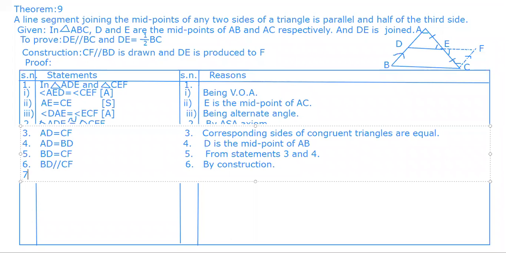Now, since BD and CF are parallel and equal, we can write DF and BC are also parallel and equal. DF and BC are equal and parallel. The reason is, if two lines join parallel and equal sides, they are also parallel and equal.